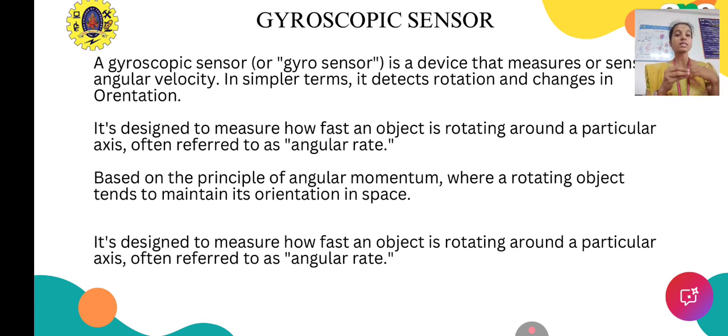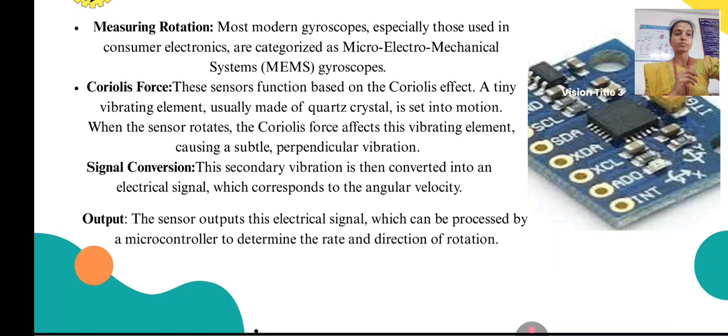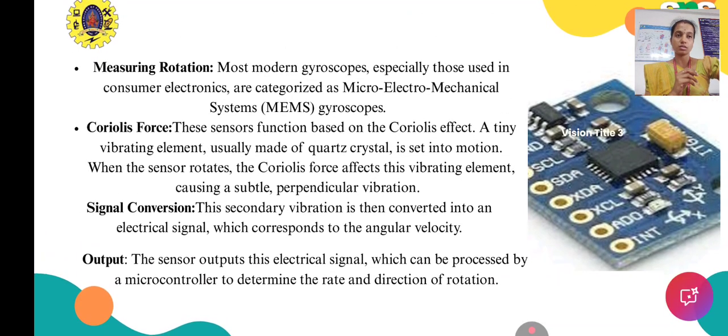It is also called angular rate. This angular rate is determined by how fast it rotates around a particular axis. Next, how does it measure?